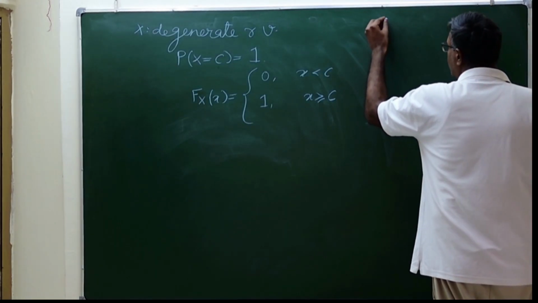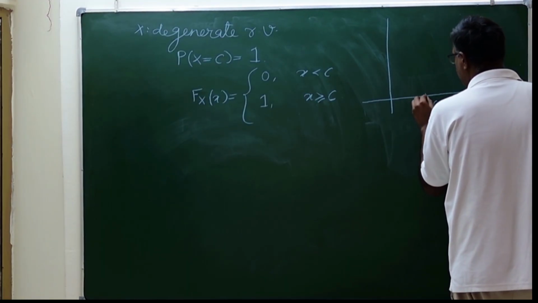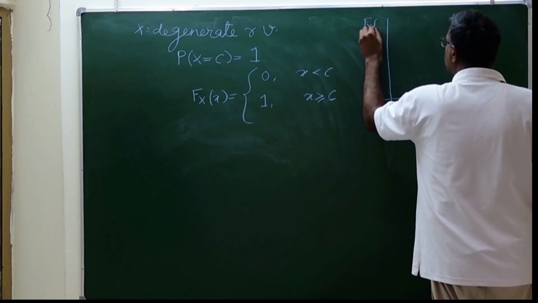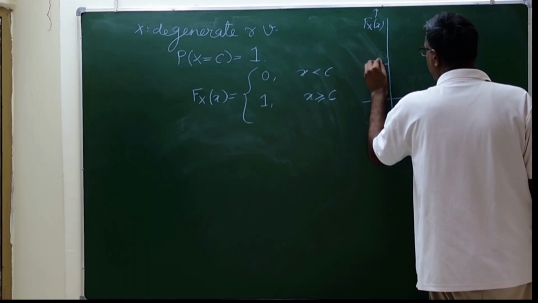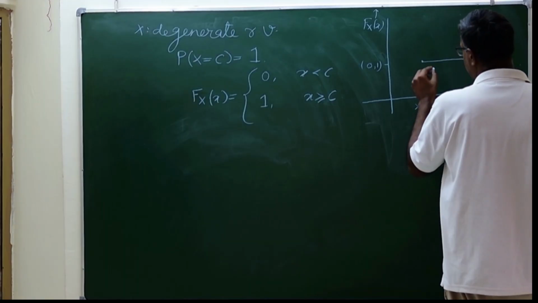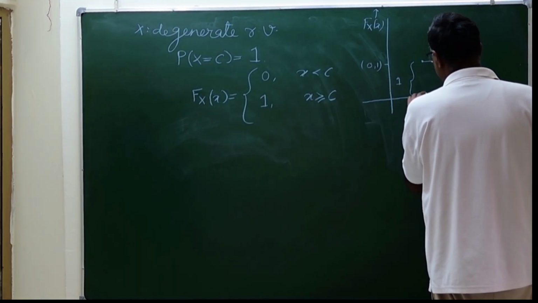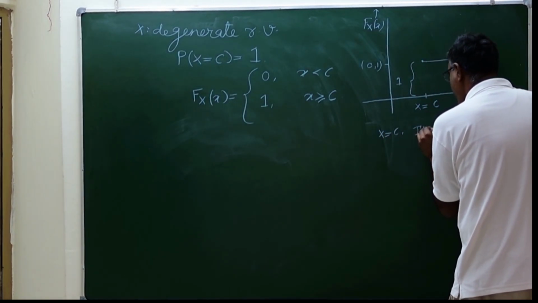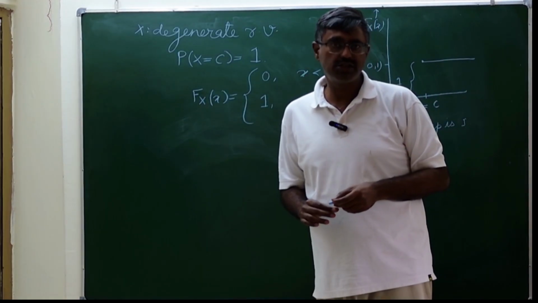So if you try to plot the distribution, I am assuming that this point is c. This is F(x), with values 0 and 1. At x equal to c, from this point onwards, the distribution function is 1, which is probability 1. So at x equal to c, the jump is 1. This is the way to write the distribution function.